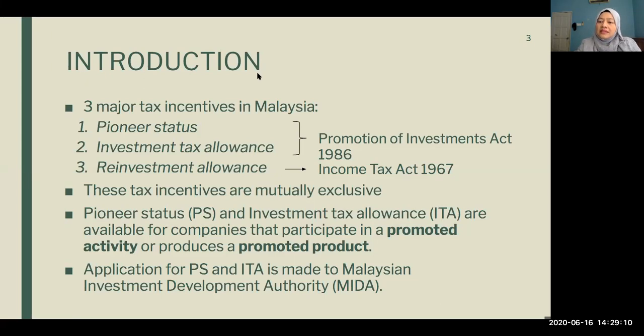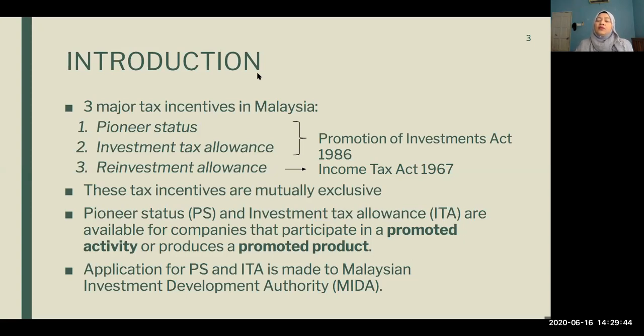products. So it means that if you want to apply for pioneer status or ITA, the company must be in a promoted activity. For example, tourism is a promoted activity, right? Or what is a promoted product? It depends. The government will give you a list of activities and a list of promoted products. Then you see whether your company falls into any of these categories. If you fulfill that, then you can go and apply for pioneer or ITA.